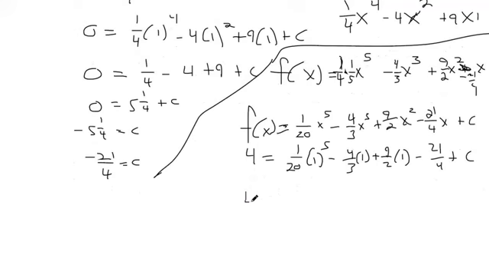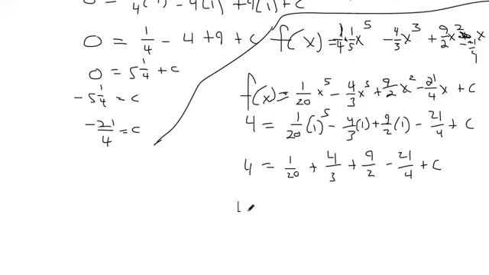Okay, so we got to combine all those numbers. So we got 1/20th plus 4/3 plus 9/2 minus 21 over 4 plus c. So a whole bunch of common denominator work there. I don't know. 60, I think, is the common denominator. So we got 3 over 60 plus, we're going to multiply 20 to the top. No, that's not right. The bottom, yeah, 3 times 20, so 20 times 4 makes 80 over 60. Yep, okay, that is right.